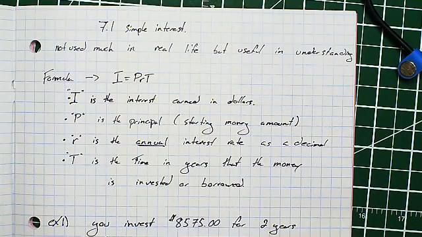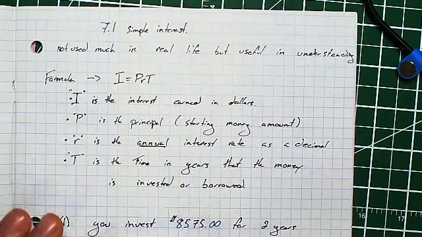Alright, this is Pre-Cal 11 and this is 7.1 talking about simple interest. Simple interest is really good at explaining a concept. It's not very good or used often in real life because most of the time what you're going to be dealing with is what's called compound interest. Although simple interest, you could use it once in a while, but for the most part, it's okay.